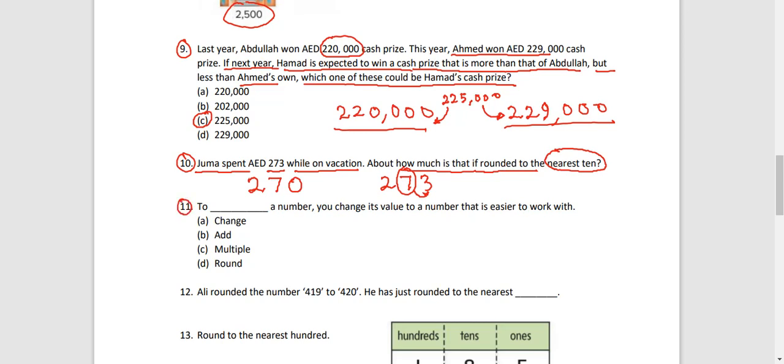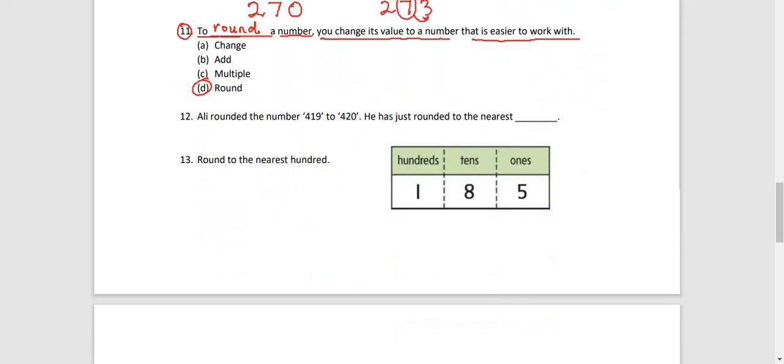Question 11. To estimate a number, you change its value to a number that is easier to work with. That is when you want to round a number. Whenever you want to round a number, you have to change its value by estimating it to a number that is easier to work with.